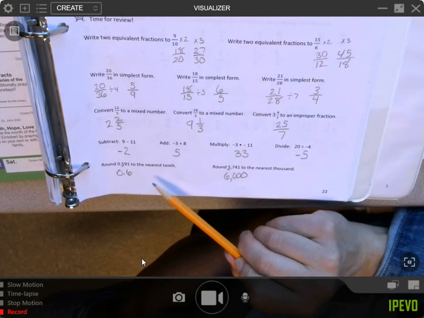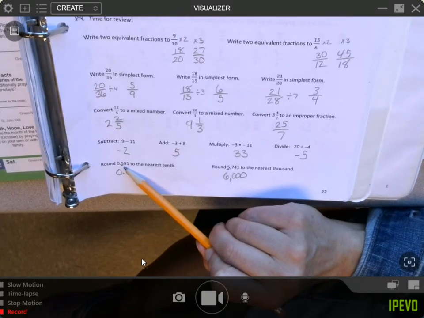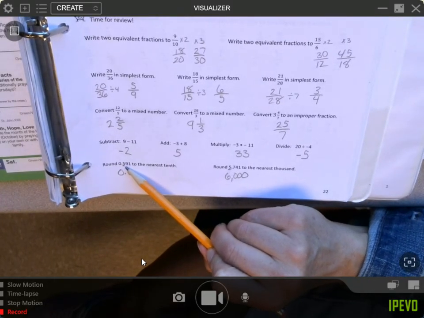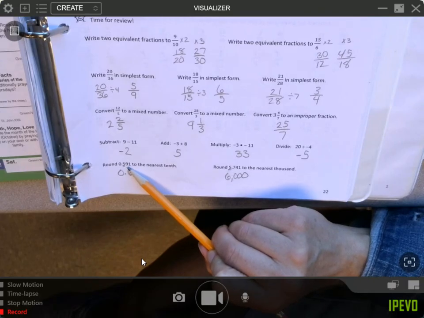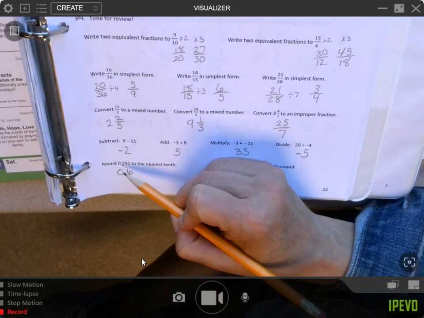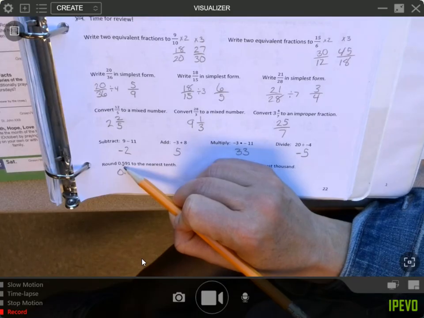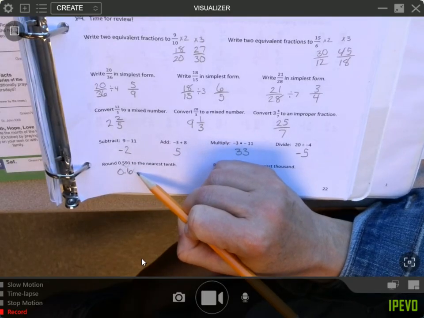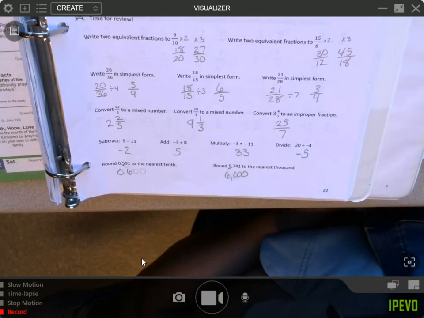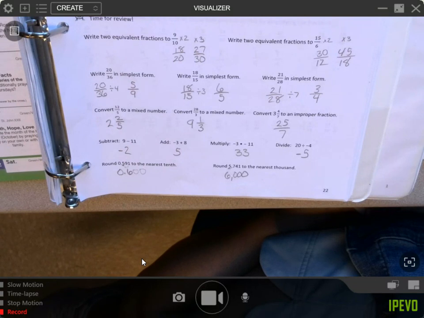Now for our rounding. Rounding to the nearest tenth. That tenth place has a 5. So I look after it. There's a 9. So I know I round up. So that 0.591 becomes 0.6. You could put those 2 zeros after it, and that would be fine. Just remember that everything that comes after it turns to zeros.